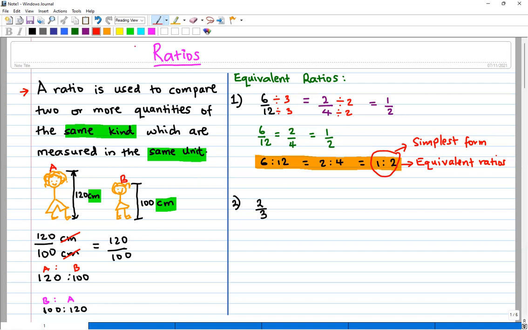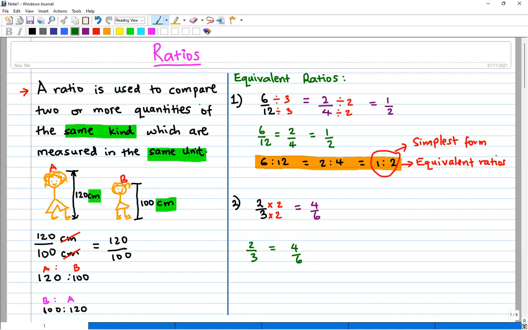Now, when we are having 2 out of 3, if we need to get an equivalent fraction, we can say, okay, let's multiply 2 by 2, and 3 by 2. So remember that you multiply by the same number. So this will give us 2 times 2, that is 4, and 3 times 2, that is 6. So 4 out of 6. So you see that 2 out of 3 is the same as 4 out of 6.